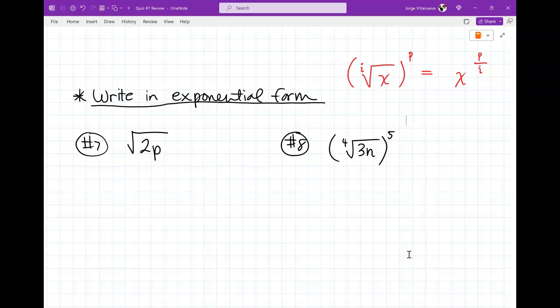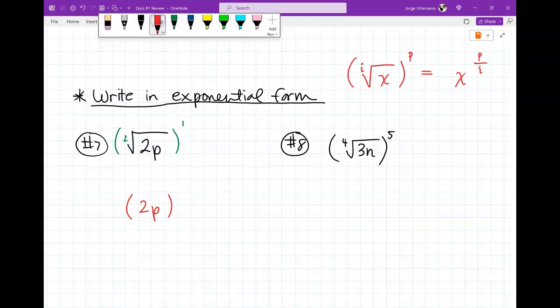So number 7, I wrote that out there just to be a little tricky with it, okay? So remember, the square root of 2p, the thing inside of the radical goes inside of the parenthesis. Right? What's inside stays inside. Just remember that. So 2p is in the parenthesis. What is my fraction? 1/2. Yeah, it's 1/2. Because the power, even though we don't see it, the power is a 1. That's why they didn't write it. And the index is a 2. That's why they didn't write that one. Okay? So your power is going to be a 1/2.